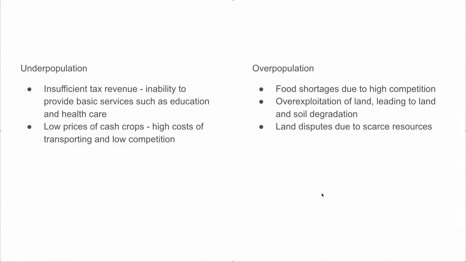Now, with that uneven population distribution, we see that there are issues related to this. So insufficient tax revenue due to lower populations and a lower workforce. Therefore, the government is unable to provide basic services such as education and healthcare in those locations. Cash crops which are exported, such as cocoa, coffee, and copra, which is dried coconut meat that is then used to produce coconut oil. These are the main cash crops.